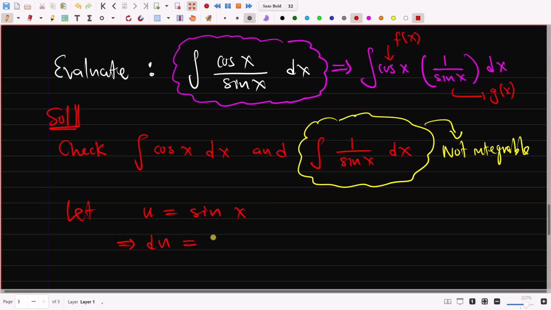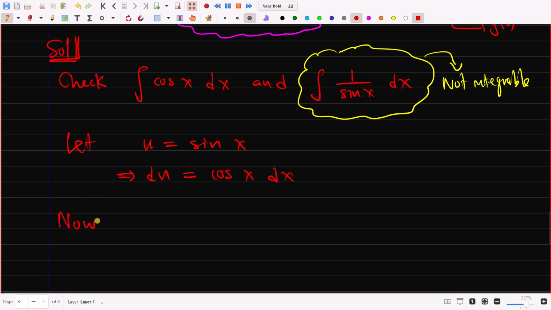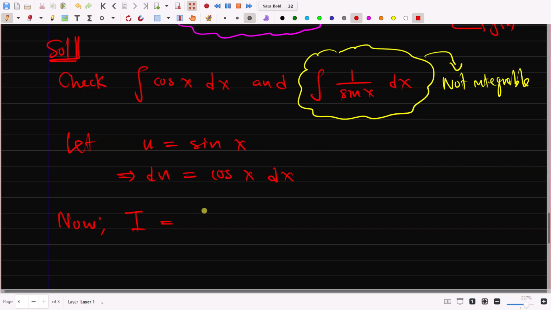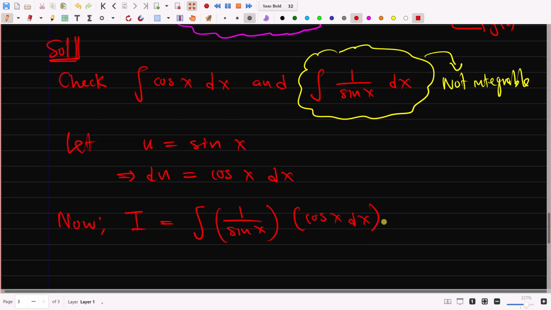So this implies what is du? It means du becomes cos x dx, like that. Then now, what is our integral? If you look closely, you will see that our integral that is given can be written as the integral of 1 over sin x times cos x dx, like that.